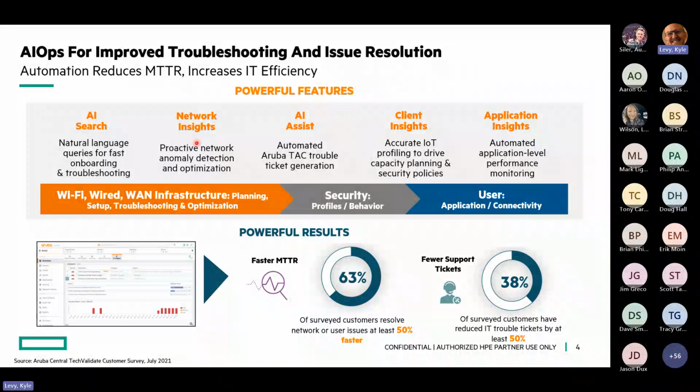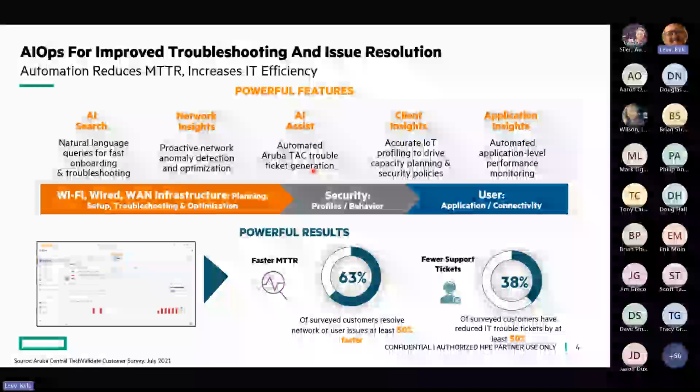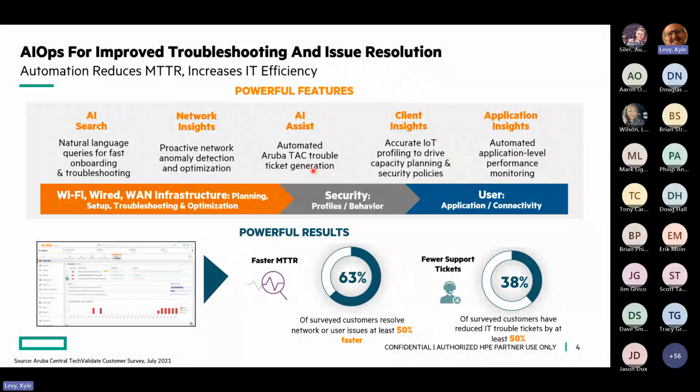If you think about the millions of devices that are in the central cloud, it's able to take data from all of those sources, and then it gives you the proactive network anomaly detection and optimization. We'll go further into that. The AI assist, this is a big one as well. You can have it auto generate TAC tickets for you and pull things like packet captures, logs, things like that, and already add it to the ticket for you. The client insights is another large part of this.